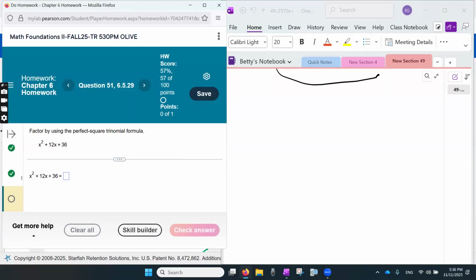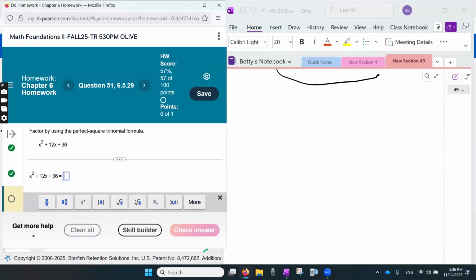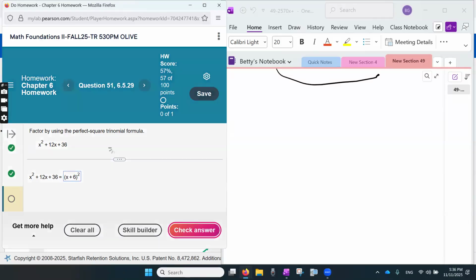Question number 51. I hope this actually helps you. If not, just feel free to speak out. Same thing, right? Perfect square trinomial formula. That means this trinomial is a perfect square trinomial. We're going to have a square of a binomial sum. Parentheses, raise the parentheses to the power of 2. Inside the parentheses, we're going to have an addition of two bases. x plus 6. Very good. Perfect.